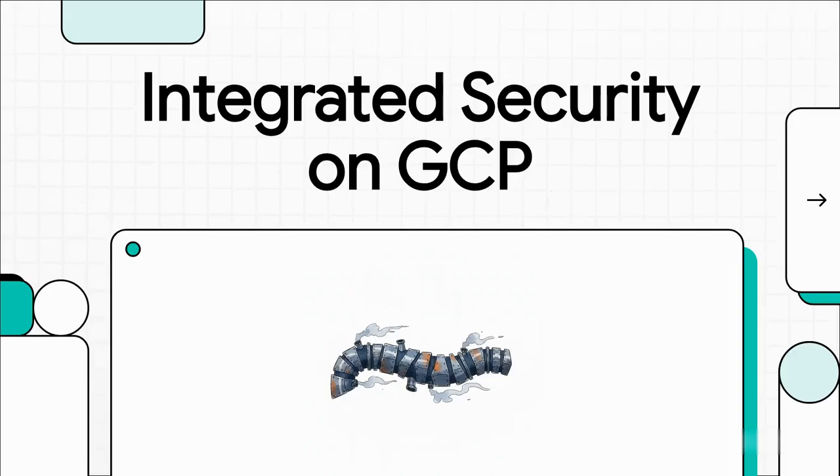You know, your CI/CD pipeline, it's the engine that powers all your development. But what happens when that engine has a hidden flaw? So today, we're going to talk about how to transform that potential security risk into your company's most trusted asset, all within your GCP environment.